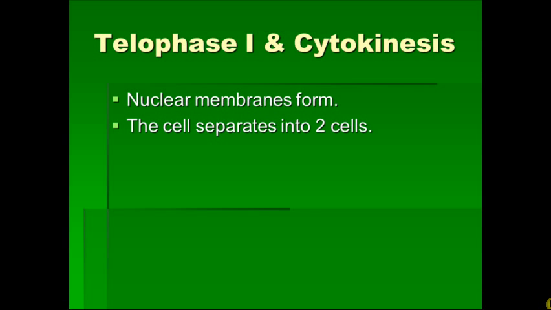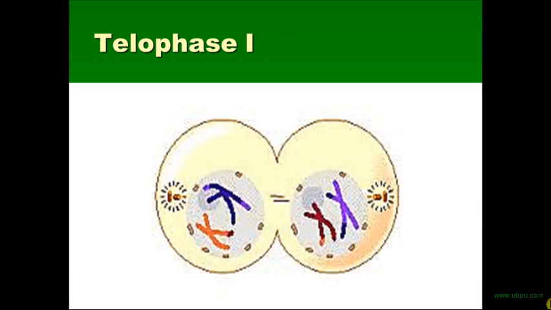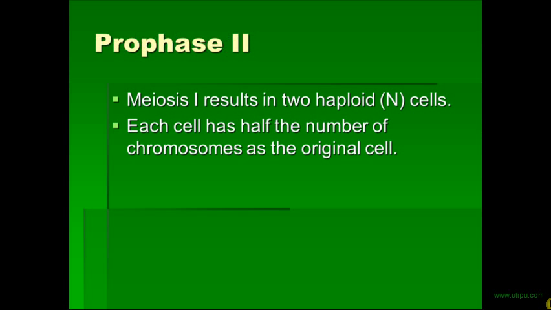The cell separates into 2 cells. And it actually does separate into 2 cells. So we see this when we separate into 2 new cells. And you'll notice we have 2 new cells. Then we go back through, again, to Prophase 2, where now we're starting Meiosis 2. Meiosis 1 results in 2 haploid cells, and we notice that there's two cells there. Each cell has half the number of chromosomes as the original cell. So we'll notice that now in each cell we have only 2 original, instead of the 4 we had.